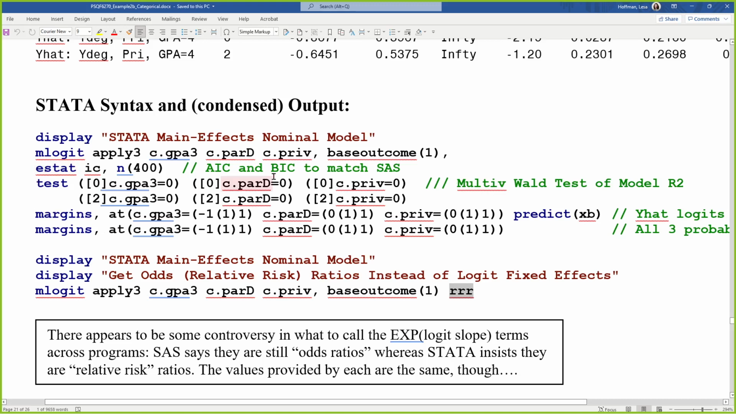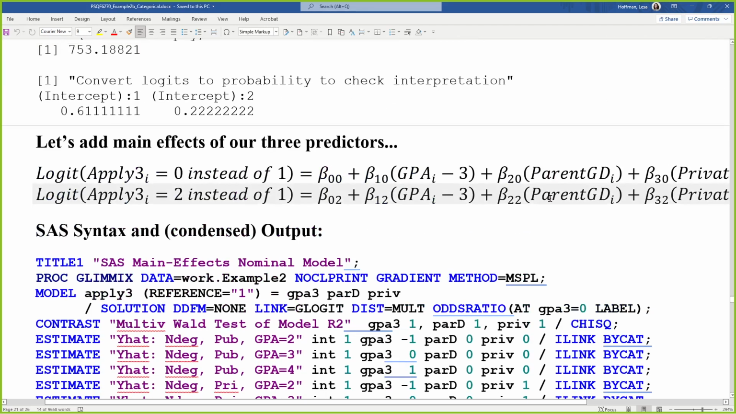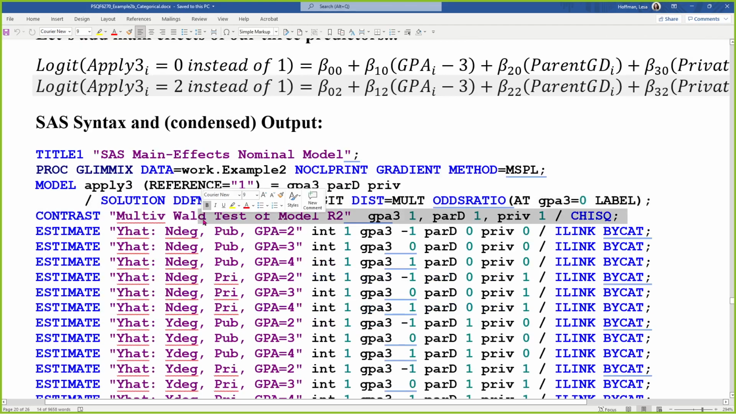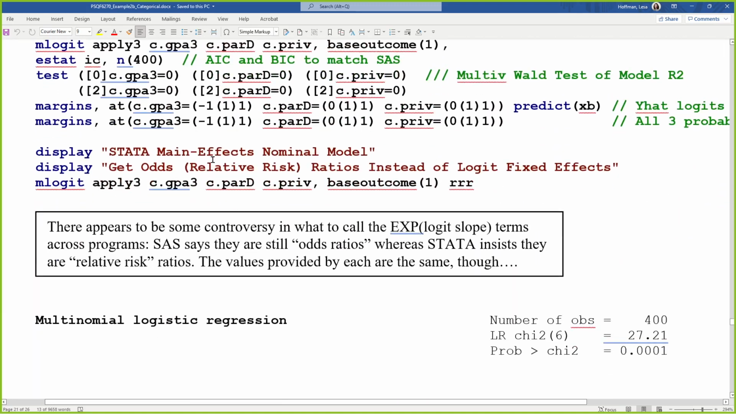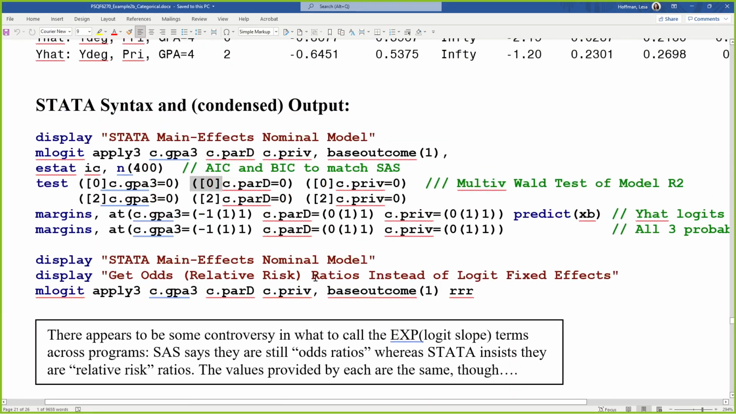So I added, relative to the SAS code, this test statement that matches the contrast right here to get a joint test of the overall model. In Stata, you have to refer to which submodel it is with the thing that's being predicted in brackets. So this is all 6 slopes for that model, 2 submodels worth. And as usual, predict XB gives you logits, and if you take that off, you can get a range of predicted probabilities across levels of your covariates. And then I did the same model with RRR for relative risk ratio, which is the odds ratio version.